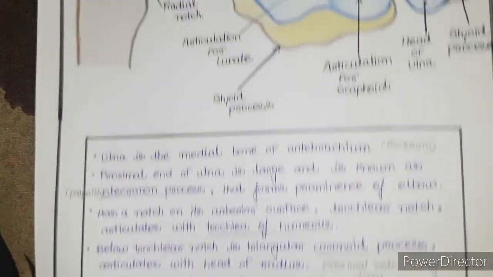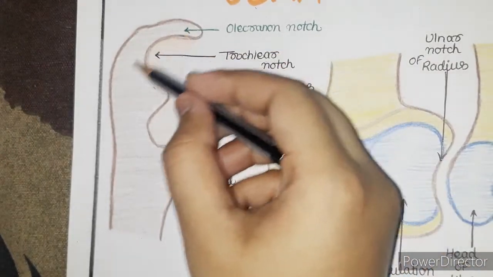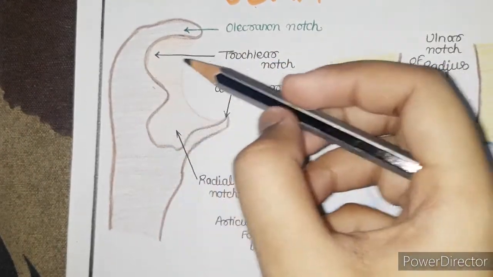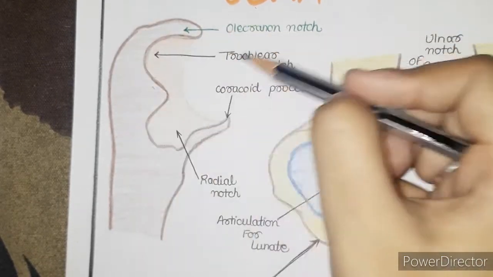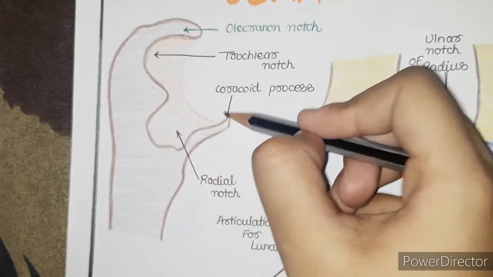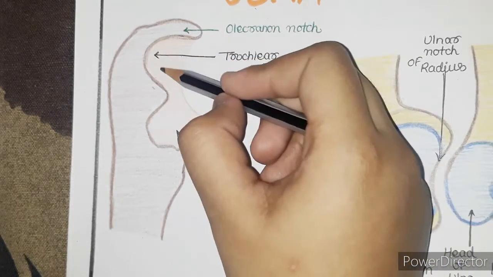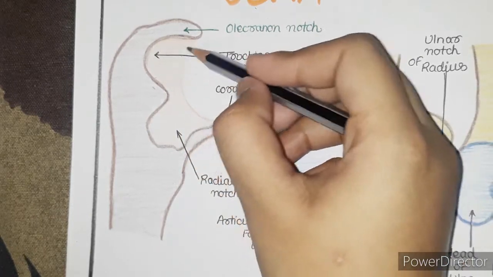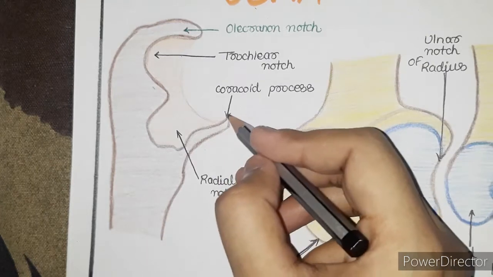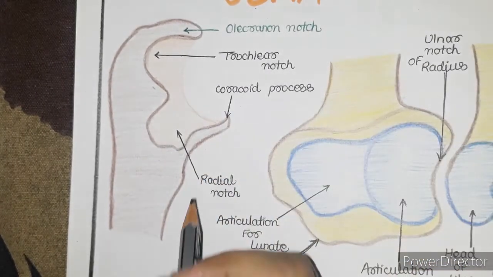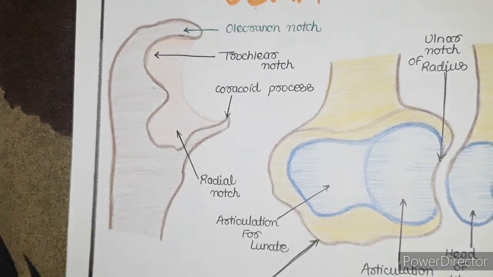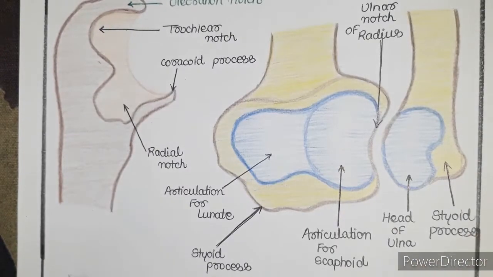Okay, so now see in the diagram, this is the upper end of the ulna, and this is the olecranon notch, this is the olecranon process. Okay, and this is cup like shaped. This is the trochlear notch which is going to attach with the trochlea of humerus. This is the coronoid process which is going to attach with the head of radius. Okay, this is the radial notch, and this I have already explained you.